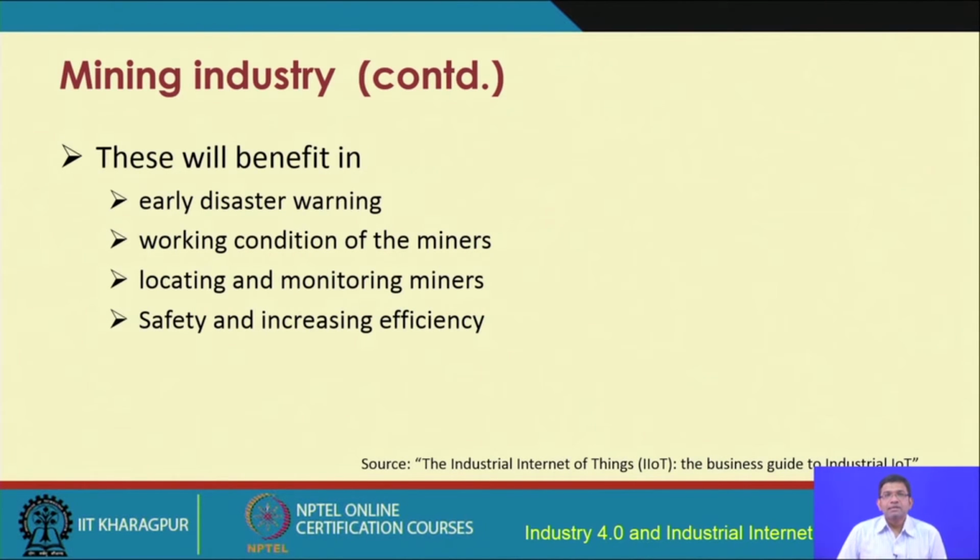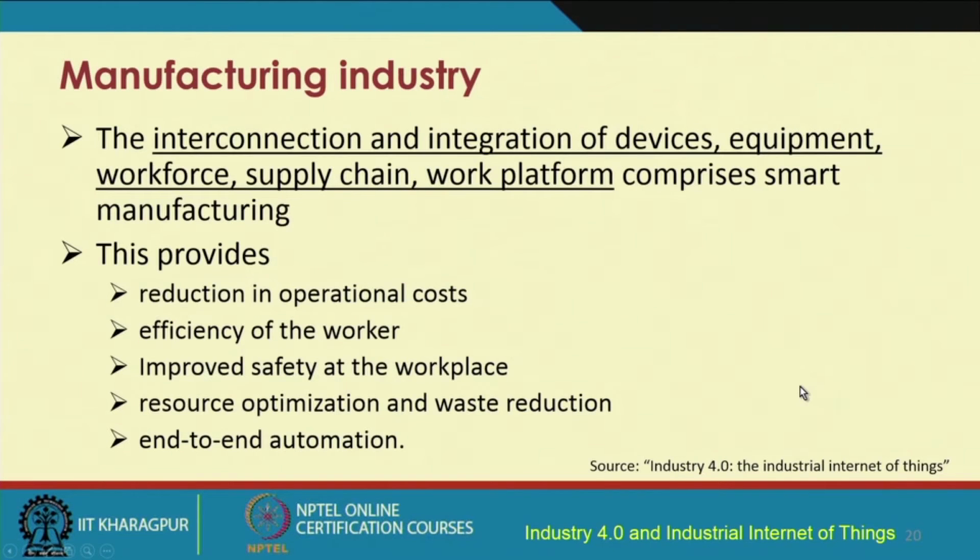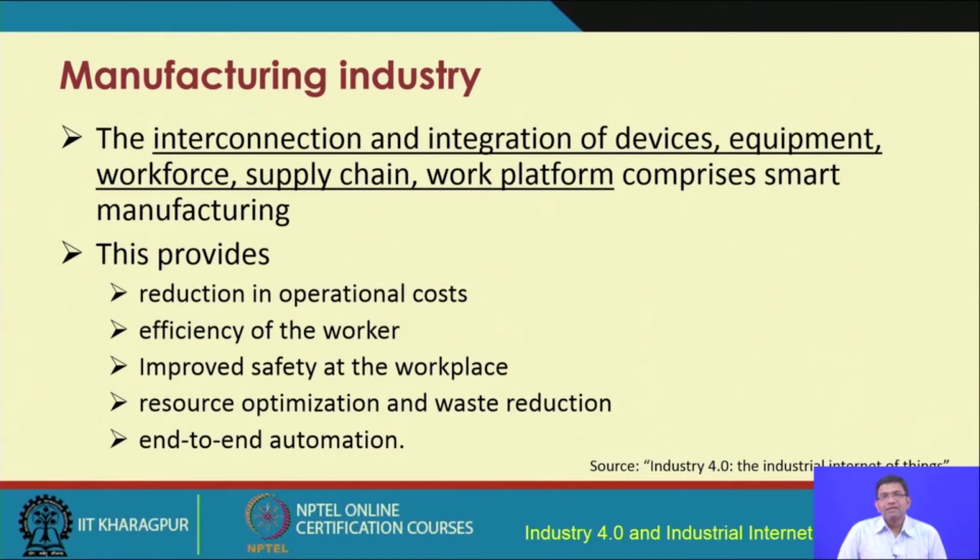Safety and increased efficiency in the mining industry is another benefit that will come out of the adoption of IIoT. In the manufacturing industry, we are talking about an interconnection and integration of different devices, machines, equipment, workforce, supply chain, work platform, etc. Together, the integration of all of these things would make a smart manufacturing platform that will provide reduction in operational costs, improved efficiency of the workers, safety at the workplace, resource optimization, waste reduction, and end-to-end automation. These are all the different benefits of interconnection and integration of all these devices in IIoT in the manufacturing industry.